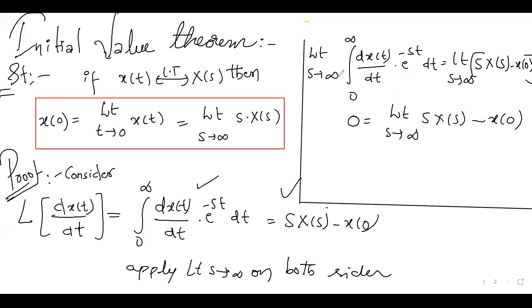So here s tends to infinity. If you apply it, e power minus s is there. If you substitute s equal to infinity here, e power minus infinity is 0. The entire term will get cancelled, isn't it? That means the entire term will be neglected. As s tends to infinity, whatever term is there, 0 is there, nothing but x of 0. Limit s tends to infinity, s into x of s. So this x of 0 can also be written as limit t tends to 0, x of t, which is nothing but the initial value theorem.